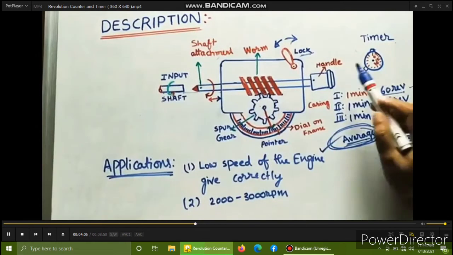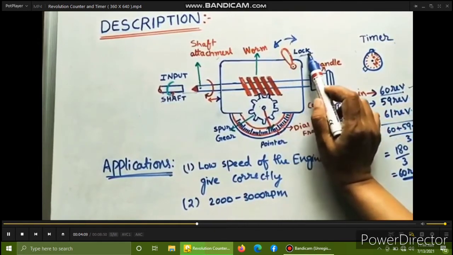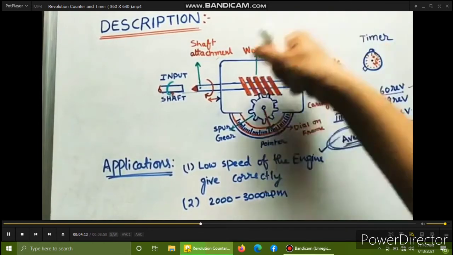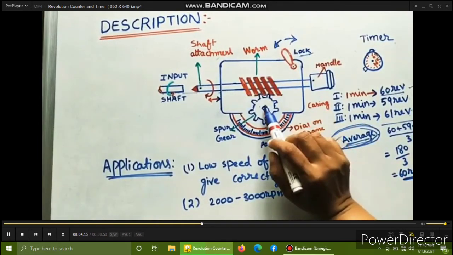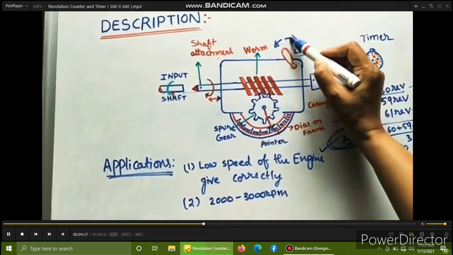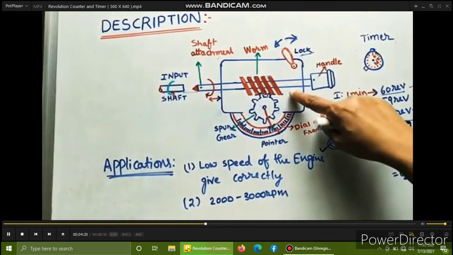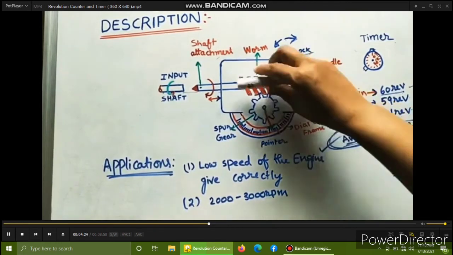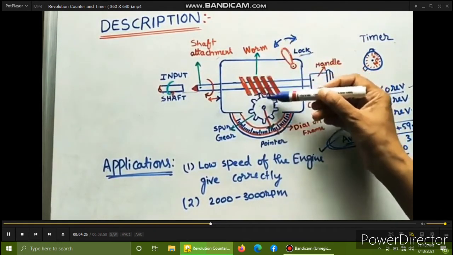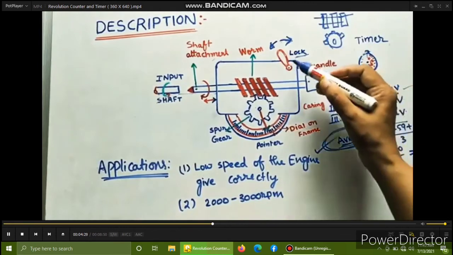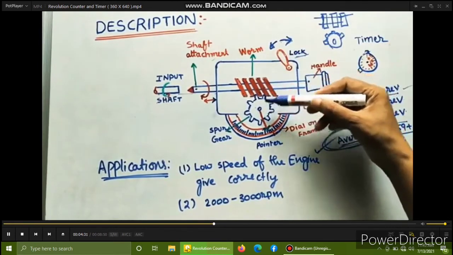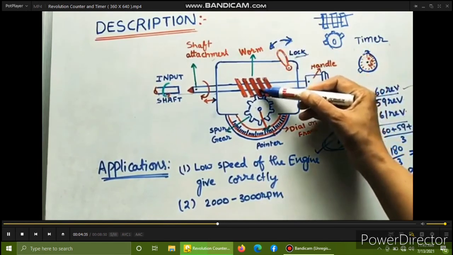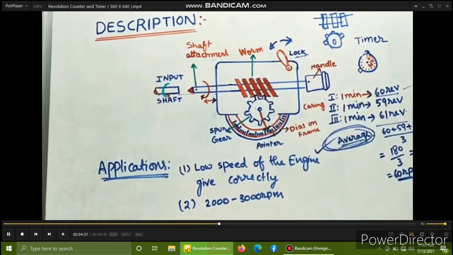In this description we are using one lock. By operating this lock, let us assume we are operating in this direction by hand. This gear and this gear will meet. If we operate in the opposite direction, this gear will move away from this gear, which means there will be some gap between the gears. And if you operate in this direction, this gear and this gear will connect like this.